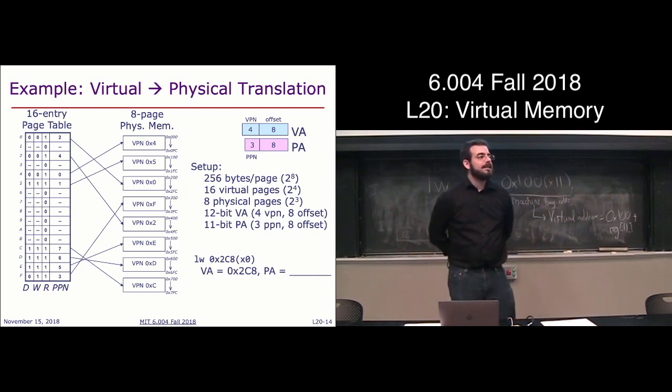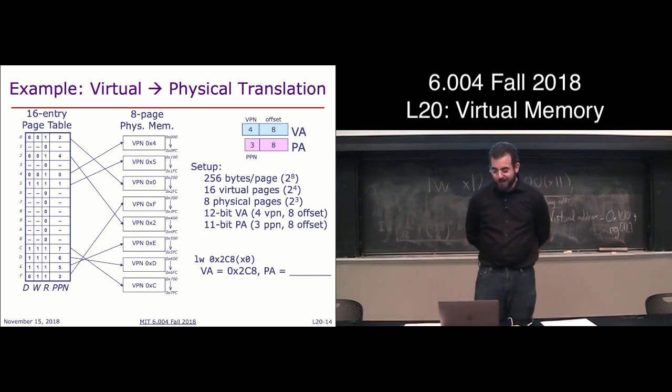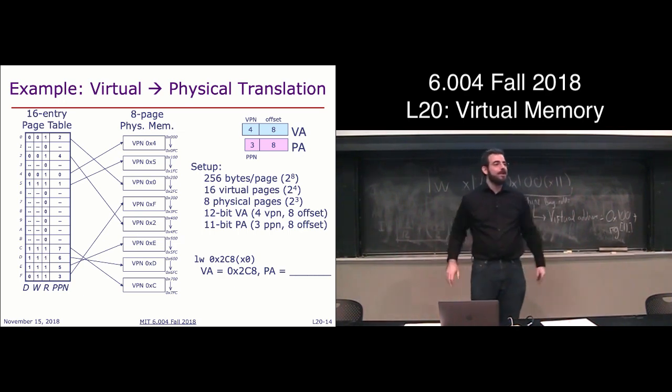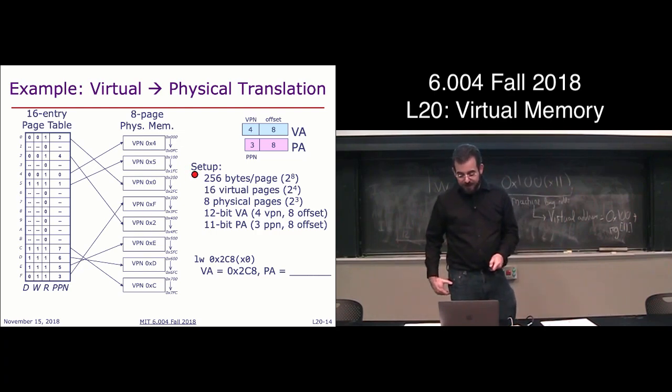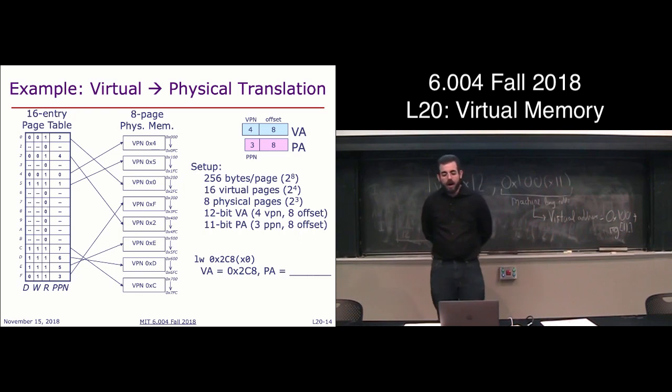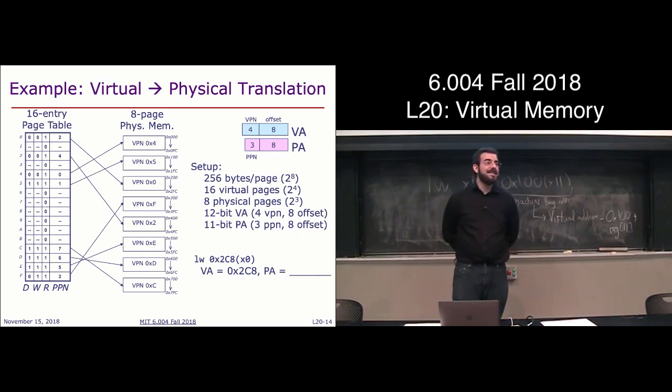All right. So let's see a more concrete example. In particular, let's use something that has small virtual and physical addresses. In general, in your RISC-V processors, you'll have 32-bit virtual addresses. But here, let's assume that we have a system that has just 256 bytes per page. So we are going to have 8 offset bits, and then 16 virtual pages, right? So that's 2 to the 4. So overall, we're going to have virtual addresses that are 12 bits, right?